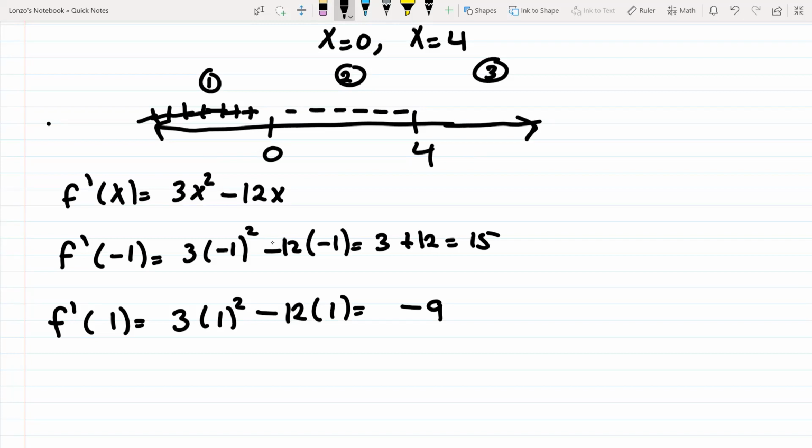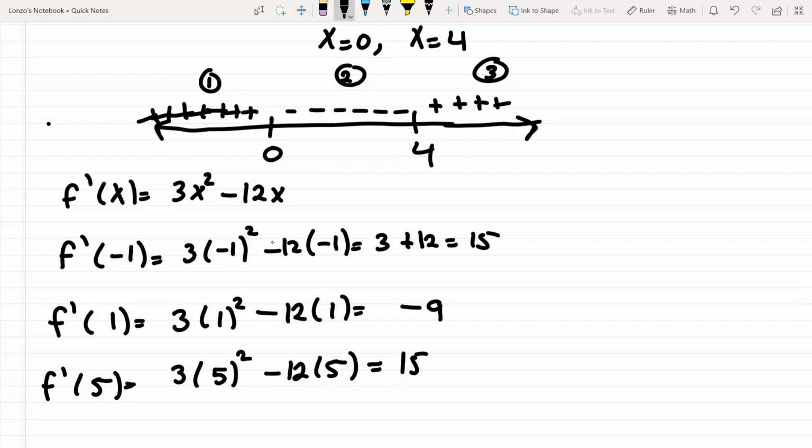And then boundary 3, a number greater than 4, so let's do 5. This is 3 times 5 squared minus 12 times 5, and that output is 15. That's positive, so you're going to put a plus. Okay. So the positive means increasing, the minus means decreasing, and then the positive.